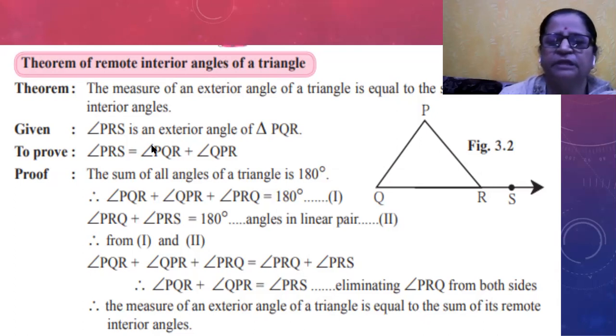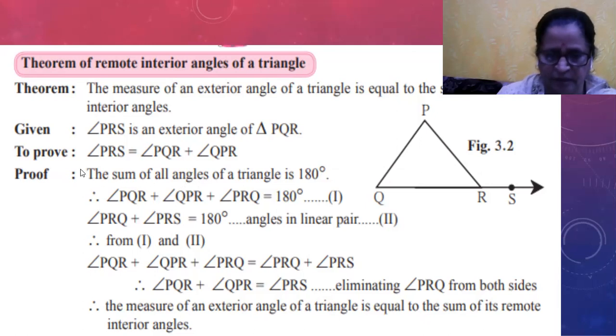So what is given here? Angle PRS is equal to angle PQR plus angle QPR. Means this angle and this angle added is equal to this angle. So we are going to prove this statement, that angle PRS is equal to angle PQR plus angle QPR.